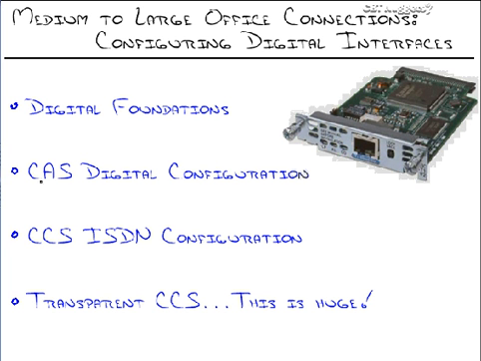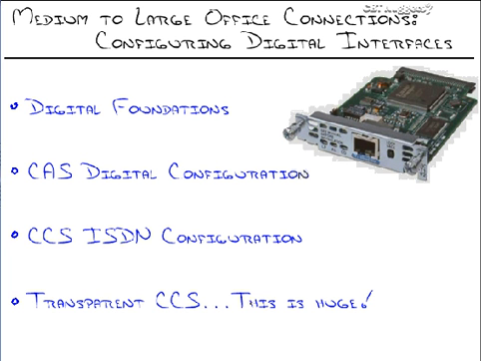From there, we'll look at the initial CAS digital configuration. This is channel associated signaling, so that means we don't have any dedicated signaling channel. We'll then take a look at CCS ISDN configuration. This is common channel signaling, so that means we've taken one of our B channels and completely isolated it for signaling. In the ISDN world, we call that our D channel.